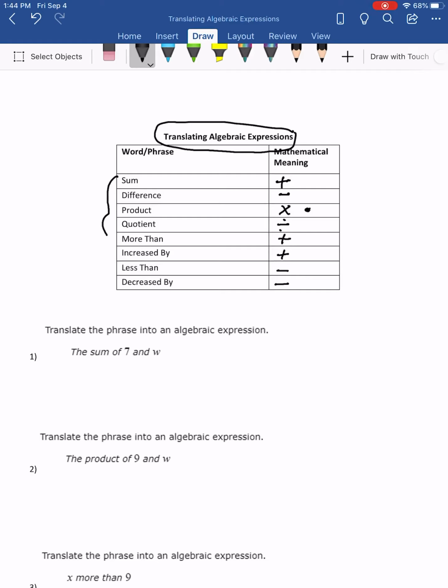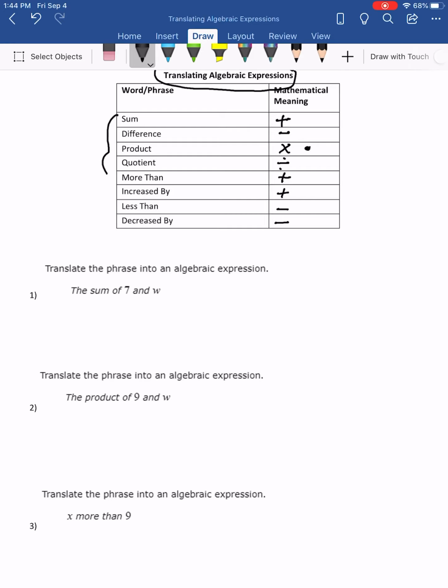Okay, so translate the phrase into an algebraic expression. So the sum of W and 7, we know that sum means addition, so that means 7 plus W, or you can write it as W plus 7. Number 2, the product of 9 and W. We know product means multiplication. So that means 9 times W.